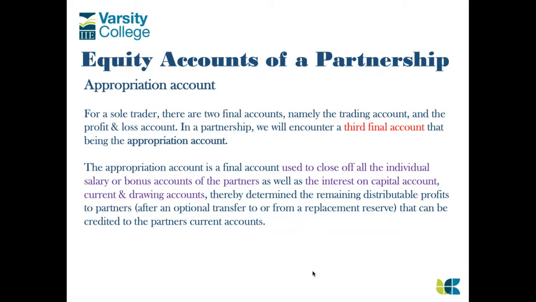Now here they're talking about the appropriation account. Okay. For a sole trader, there are two final accounts, namely the trading account and the profit and loss account. In a partnership, we will encounter a third final account, that being the appropriation account. The appropriation account is the final account used to close off all the individual salaries or bonus accounts of the partners, as well as the interest on capital account, current and drawings account, thereby determining the remaining distributable profits to partners after an optional transfer to or from the replacement reserve that can be credited to the partner's current accounts.